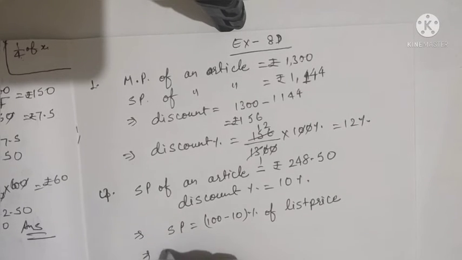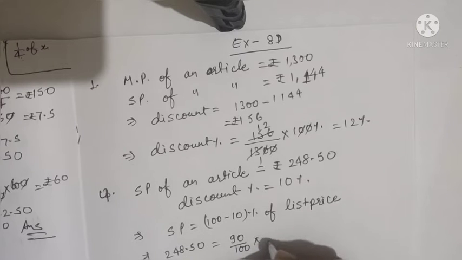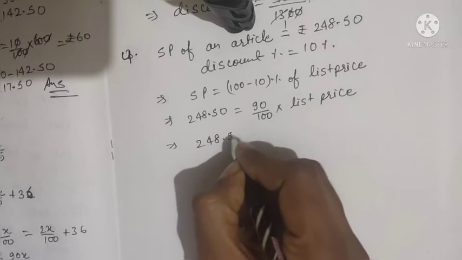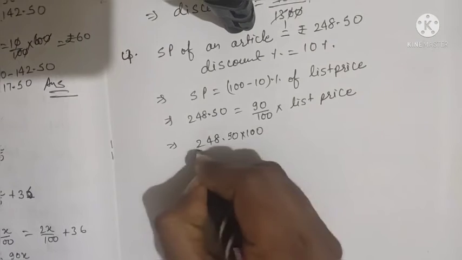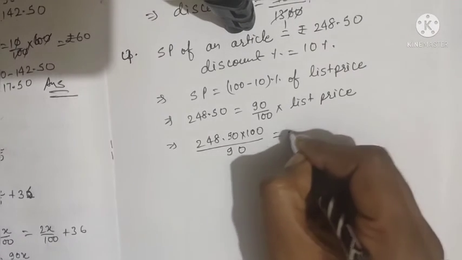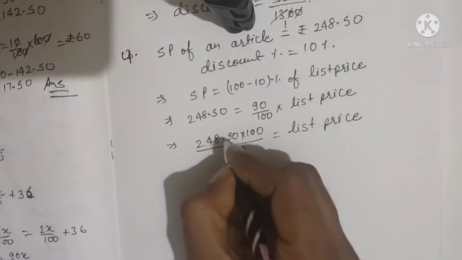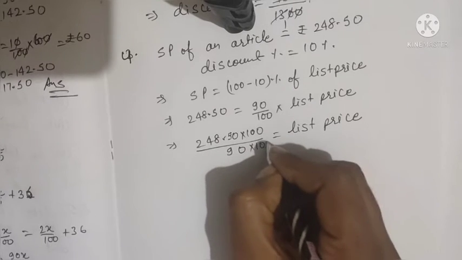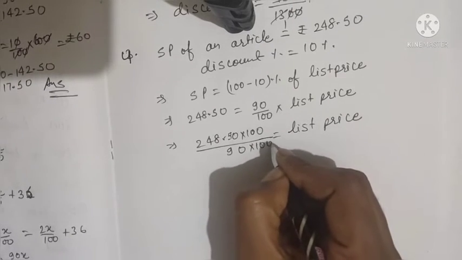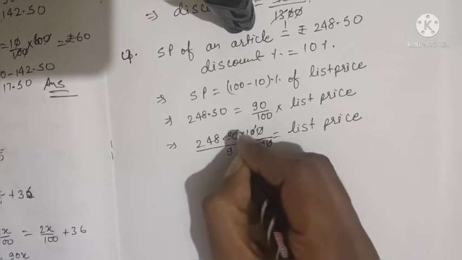That implies 248.50 is equal to 100 minus 10, which becomes 90. 90% means 90 by 100 into list price. That implies 248.50 into 100 by 90 is equal to list price. By removing the decimal, we can write it here: 2485 into 100 by 900, the 0 cancels out.